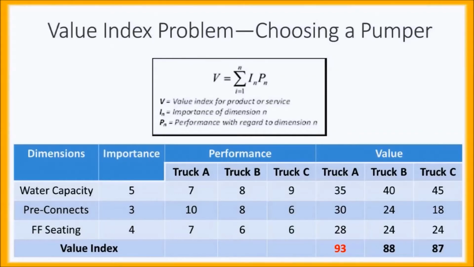Anytime performance is higher, it means it's performing better. Anytime that you see an importance value that is higher, that means it is more important. So the highest value index for truck A means that that is the preferred option in this problem.